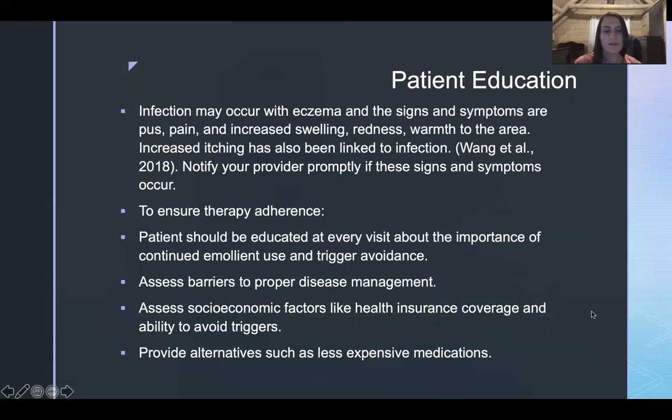Things to do to ensure adherence to the therapy: educate the patient at every visit about the importance of continued emollient use and avoiding the triggers. Also, providers need to assess barriers to proper disease management and assess socioeconomic factors like health insurance coverage and the ability to avoid the triggers. And to ensure therapy adherence, provide alternatives such as less expensive medications.